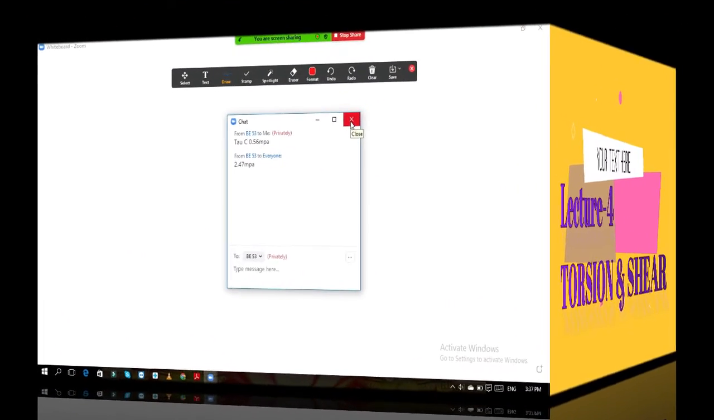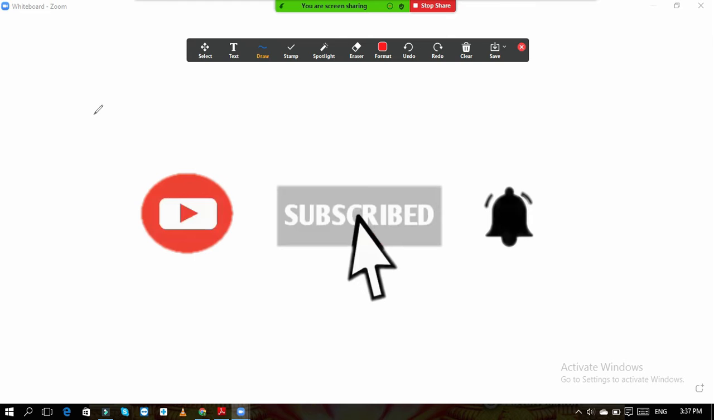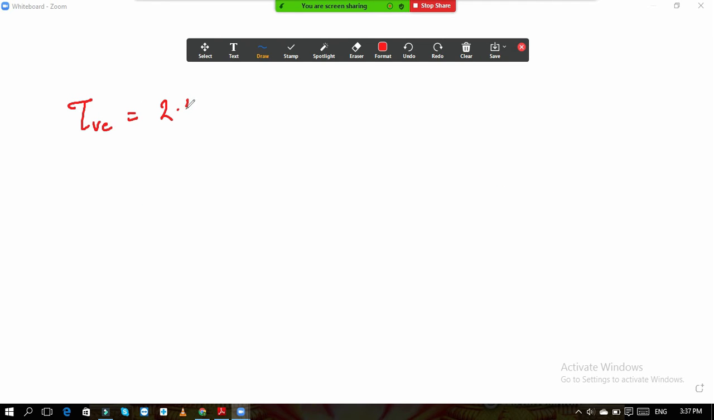0.47 and tau c is 0.56. Okay, so here our tau v value is 2.47 MPa, Newton per mm square, and the tau c value we have calculated, the permissible shear stress, is 0.56 Newton per mm square. Okay, that is MPa. So now we have got the value of tau c and tau v.